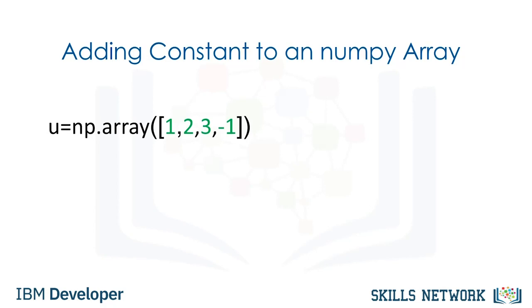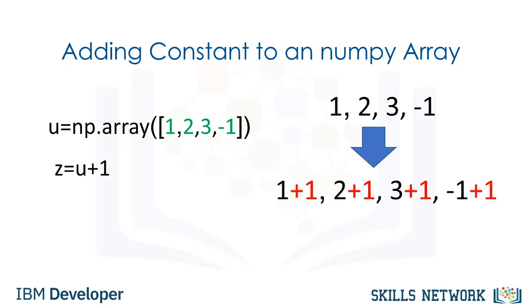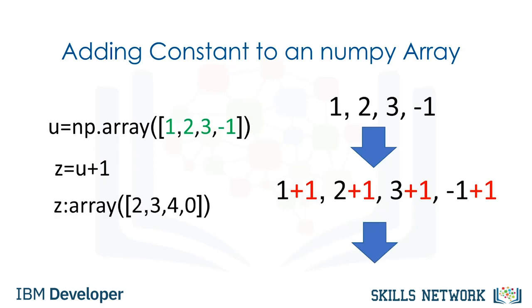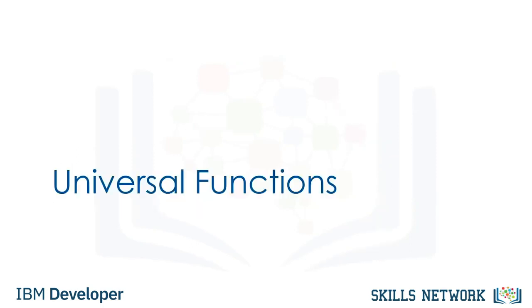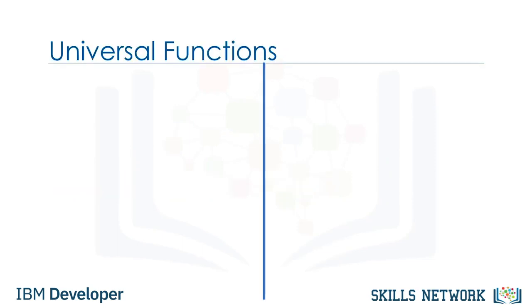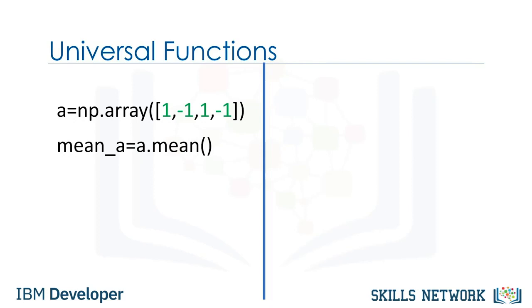Consider the array u. The array contains the following elements. If we add a scalar value to the array, NumPy will add that value to each element. This property is known as broadcasting. A universal function is a function that operates on ND arrays. We can apply a universal function to a NumPy array. Consider the array A. We can calculate the mean or average value of all the elements in A using the method mean. This corresponds to the average of all the elements.